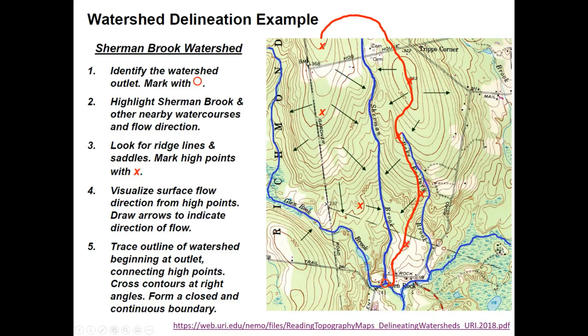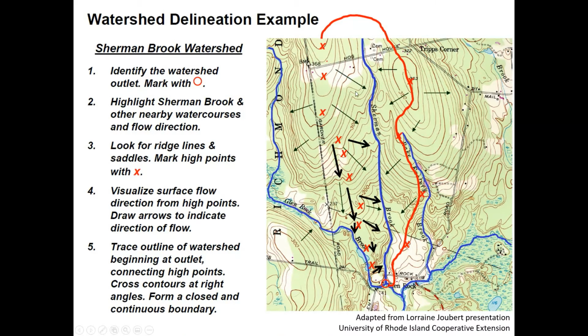Before we delineate the drainage area of a real-life suburban basin, let's look at a watershed delineation example for the Sherman Brook watershed in Rhode Island. You can see the outlet of the watershed marked with a circle right here, and the ridgeline and high points around the watershed marked with X's. These arrows represent the surface flow direction. So if our hypothetical storm rained right here, any water to the right of these high points would flow into Sherman Brook. And any rain that fell to the left of the high point would flow into Glen Rock Brook.